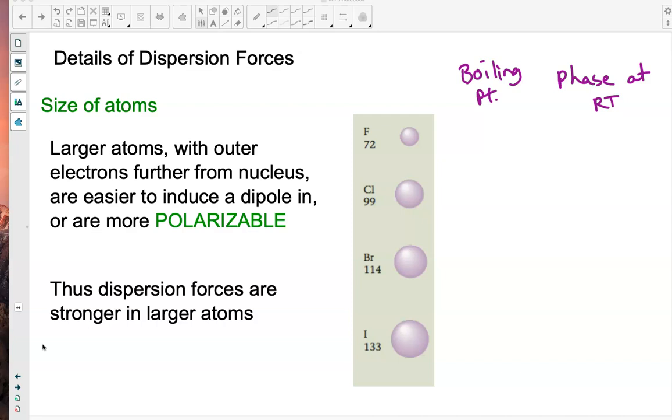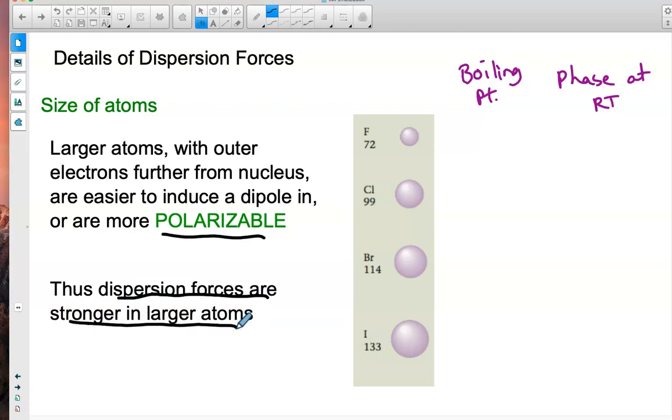So those larger atoms, like iodine and bromine, have electrons further away from the nucleus, so it's easier to polarize those electrons, or it's easier to induce a dipole in them, so we say that they're more polarizable. If they're more polarizable and it's easier to induce a dipole, the dispersion forces are stronger in larger atoms. And one result of this is the differences in boiling point of these halogens.